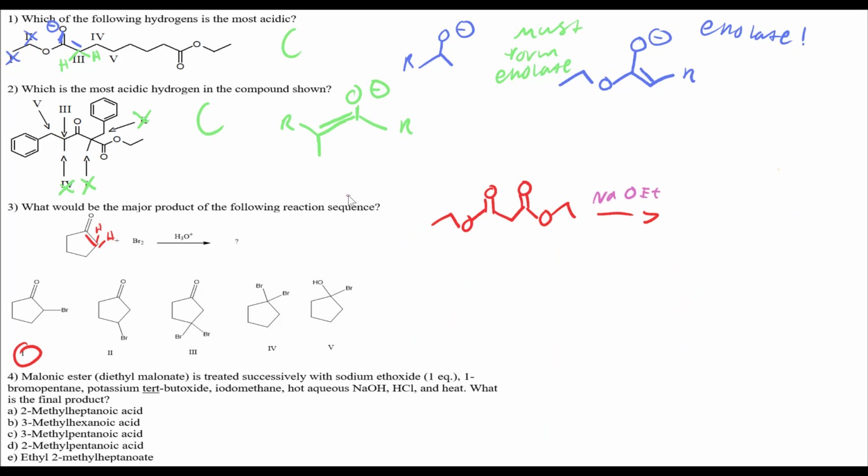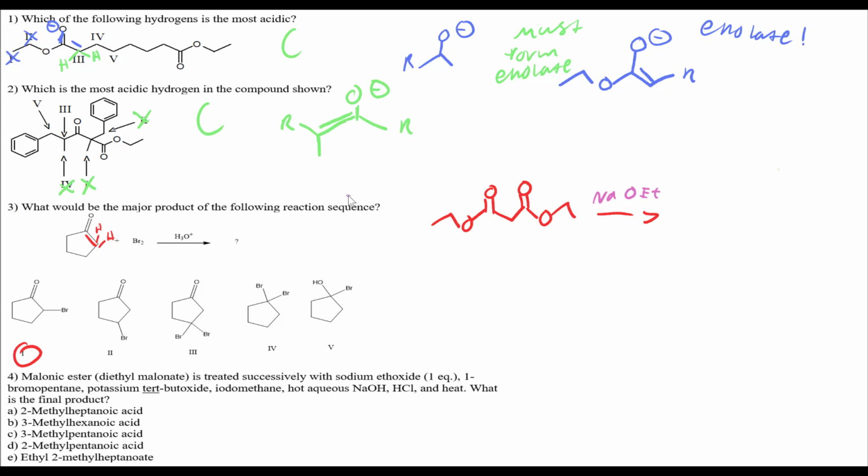Number 4, Malonic Ester, aka diethyl malonate, is treated successively with sodium ethoxide, 1-bromopentane, potassium tert-butoxide, iodomethane, hot aqueous sodium hydroxide, and hydrogen chloride, and heat. What is the final product? So that's pretty disgusting. That's a lot. First of all, they gave you a substance that you most likely don't know how to draw.